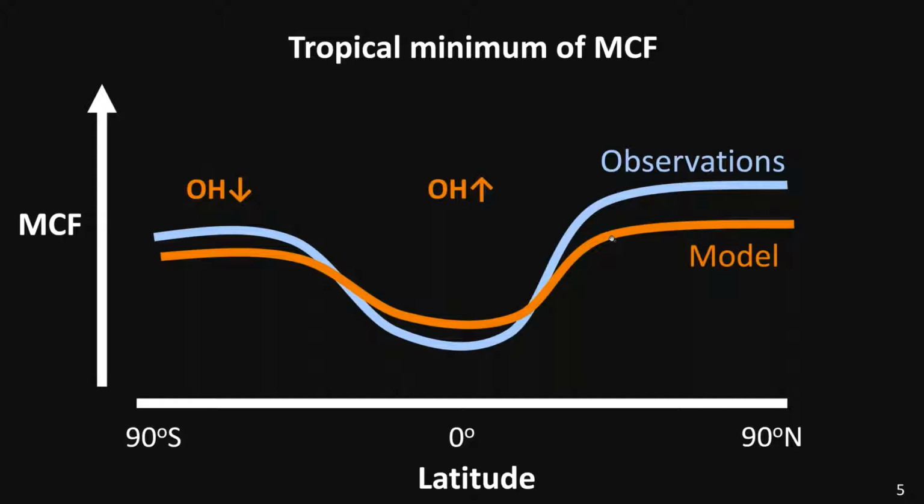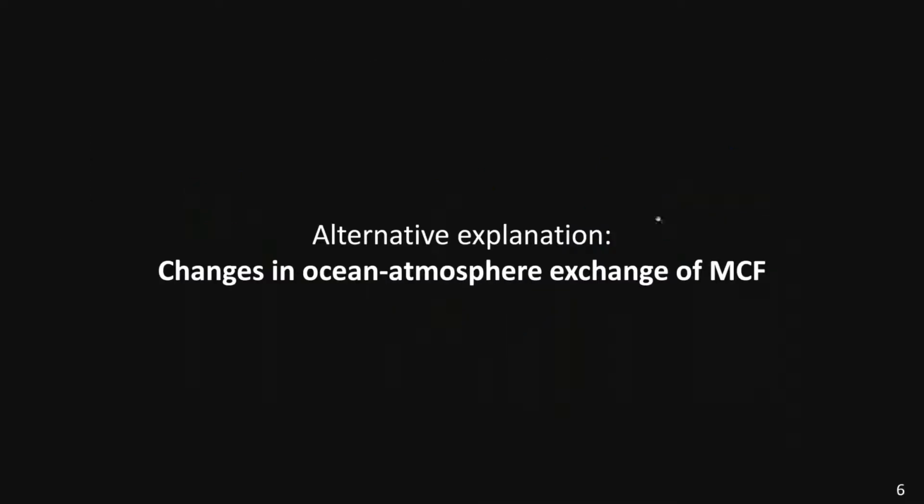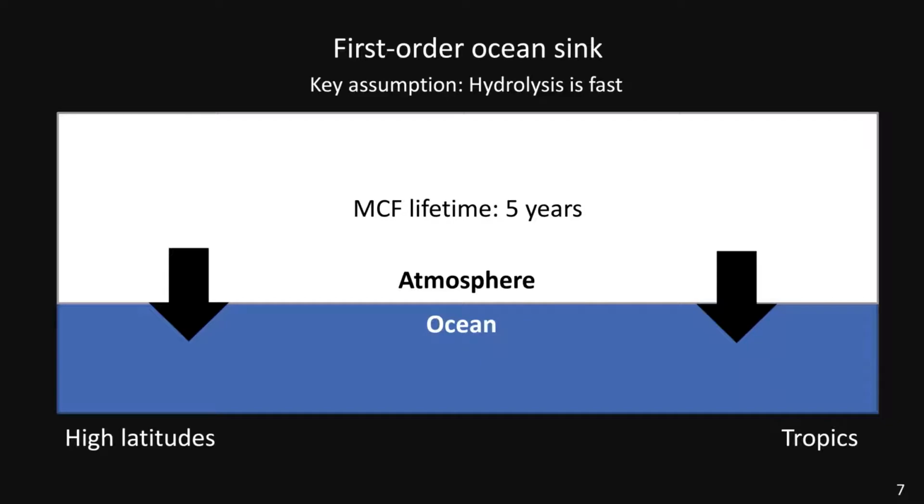So we started looking for alternative explanations, and there are multiple possible explanations, but I only have time to discuss one, which is that there might have been changes in the ocean-atmosphere exchange of methyl chloroform. What do I mean by that? Well, basically, I've only talked about the methyl chloroform sink being OH, but there are other sinks, and a very small sink, but significant, is that methyl chloroform can be absorbed by the ocean.